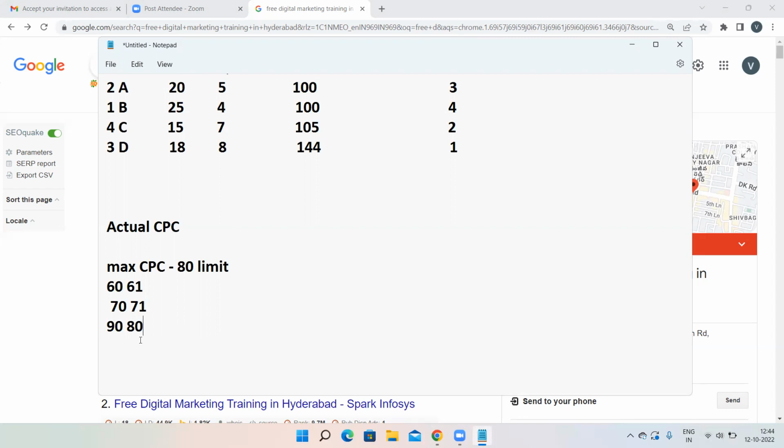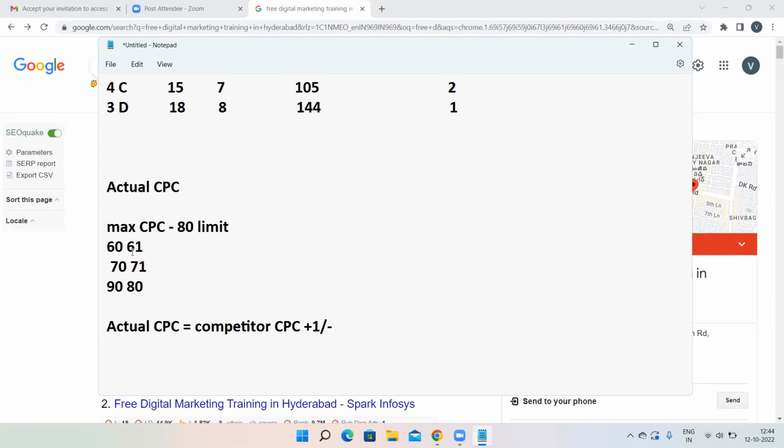And always remember guys, a basic formula of actual CPC is equal to competitor CPC plus 1 rupee. Plus 1 rupee is the actual CPC. If your competitor is paying 60, you will pay 61. 70, 71. 90, because of the limit we have given, you will pay 80. So your competitor CPC plus 1 rupee is the actual CPC.